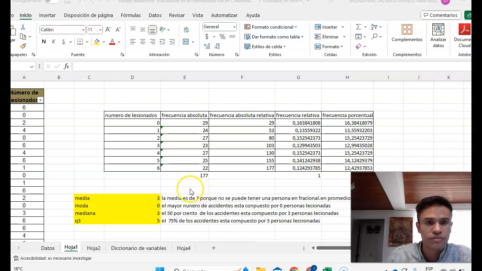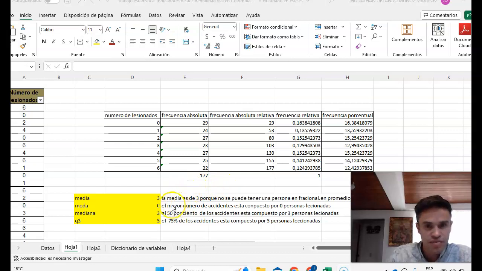The other column is the percentage frequency, which is the representation of the relative frequency on an interval of 0 to 100. The mean is equal to the average, which in this case is 3. Mode is the most repeated value, which is 0 in this case.